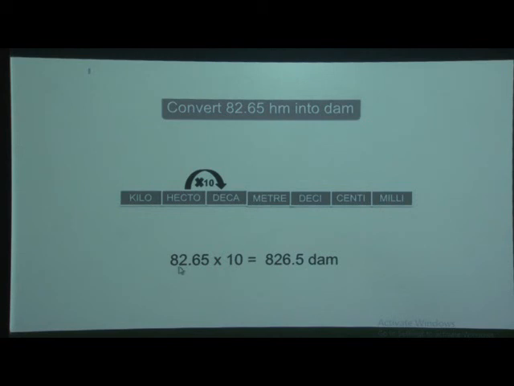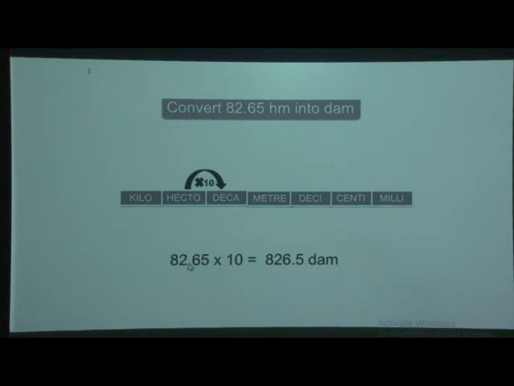So 82.65 multiplied by 10. Now it is easy for you: when it is multiplied by 10, 100, 1000, the decimal point shifts forward, that is, to the right hand side. So without doing long multiplication, we can write 826.5 decameter.